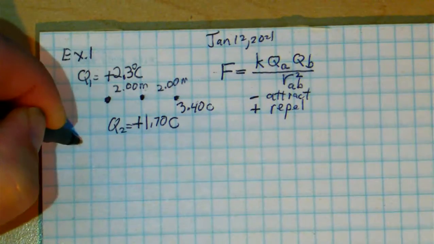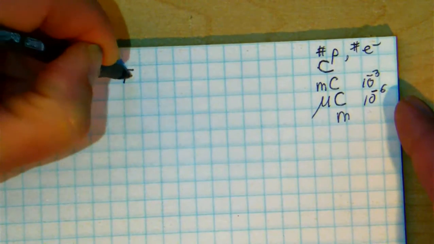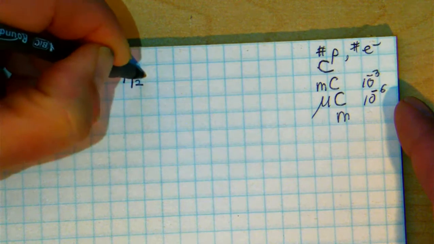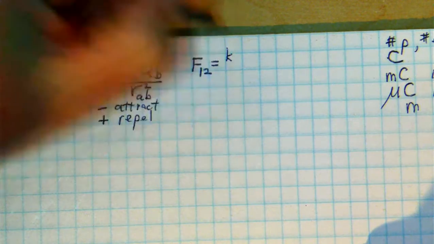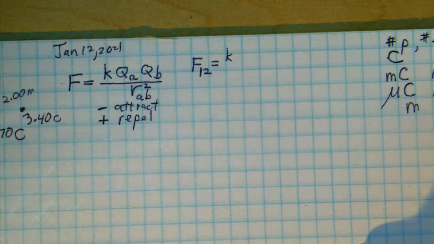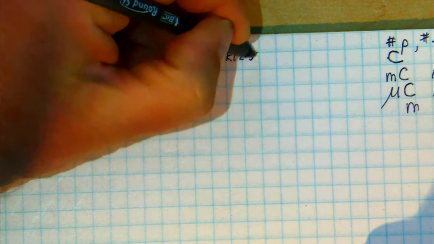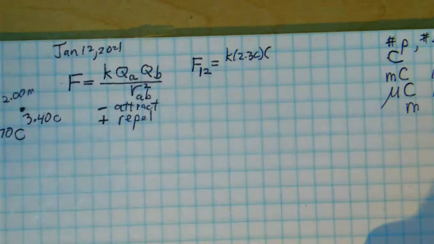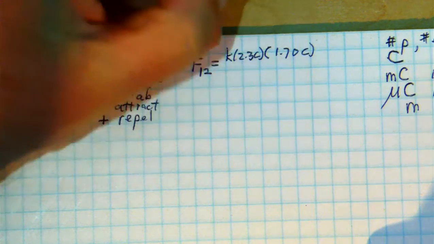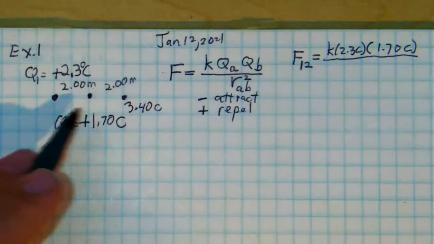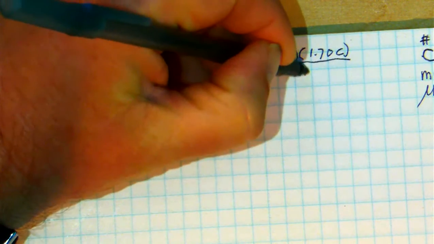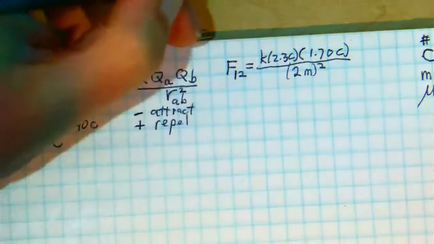The first charge I will do as the force between charge 1 and charge 2. Into Coulomb's law, I'm going to plug in K. For Q1, it's going to be 2.3 coulombs. For Q2, it's going to be 1.7 coulombs. The distance between charge Q1 and charge Q2 is 2 meters. So I'm going to divide everything by 2 meters squared.